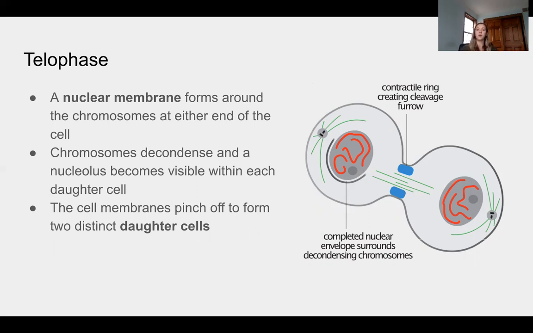This is where the nuclear envelope is reintroduced because it couldn't be present before because the chromosomes had to be out and lined up on that metaphase plate and do all that other stuff. So once that nuclear envelope reforms, the chromosomes can decondense and they're just free DNA. The chromosomes aren't usually packed up like they are during cell division. So once they're in that nuclear envelope, they can decondense. And then the cells pinch off and now you have two distinct daughter cells that are identical to the parent cell.